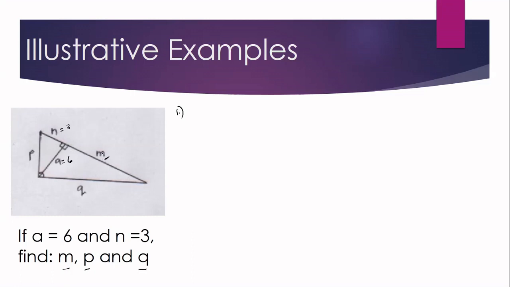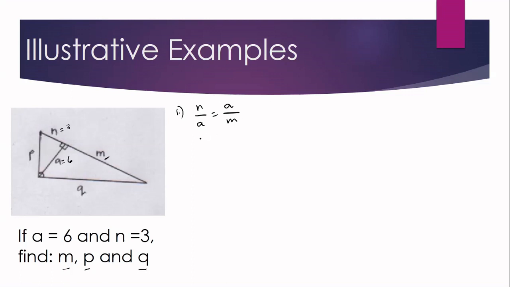Now, how are M, N, and A related? Yes, it has something to do with the altitude, di ba? A is our altitude, and M and N are the segments of the hypotenuse. At sabi nga, the altitude, which is A, is the geometric mean between the segments of the hypotenuse. The segments of the hypotenuse are N and M. So this will be our equation.